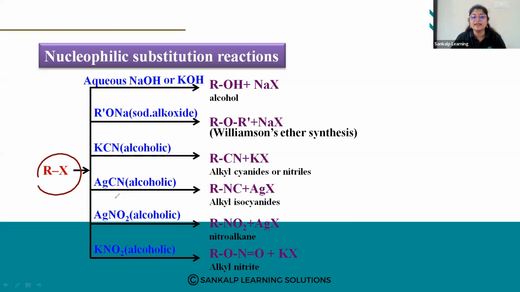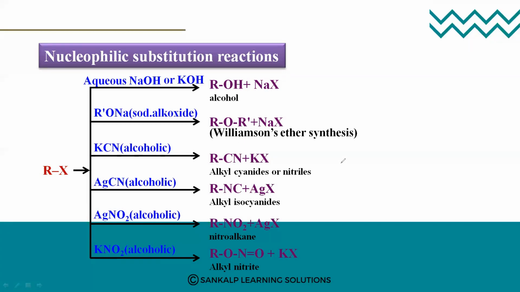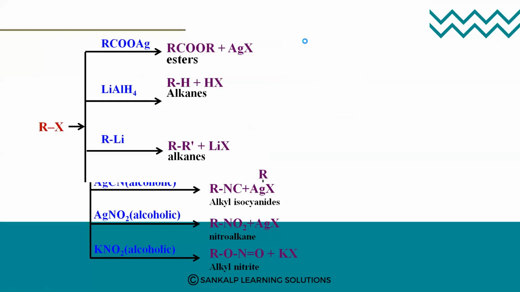Next, when alkyl halides are treated with AgNO2, nitroalkanes are obtained, plus AgX. The next reaction is when it is treated with potassium nitrite: you obtain alkyl nitrite plus KX. So this is nucleophilic substitution. These are some of the reagents from which nucleophiles are produced, and you get nucleophilic substituted products.